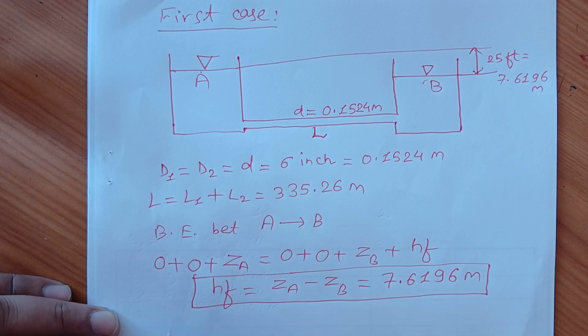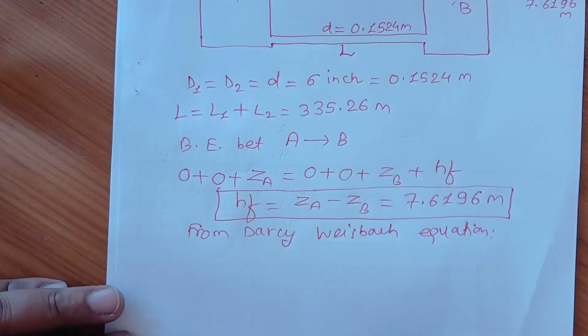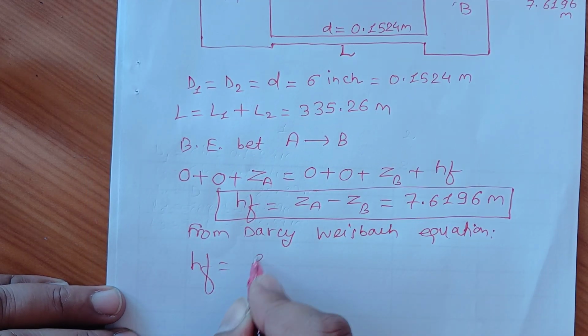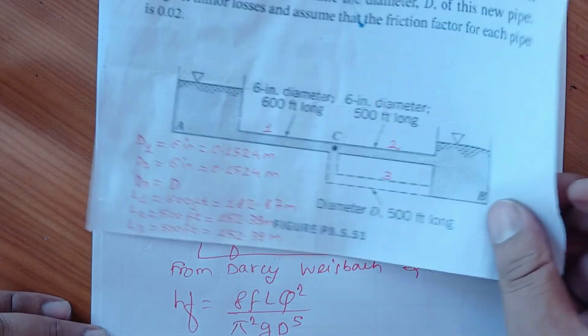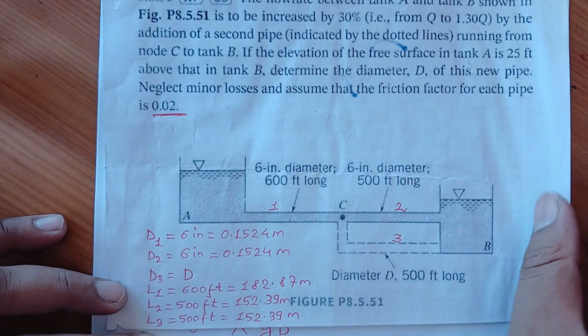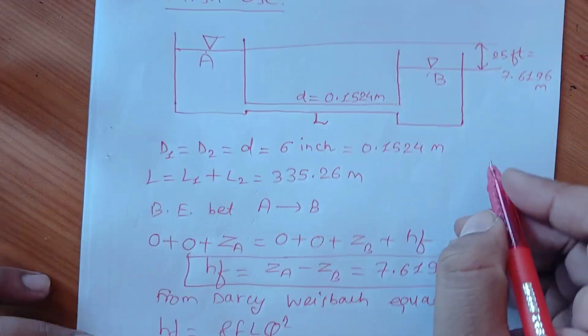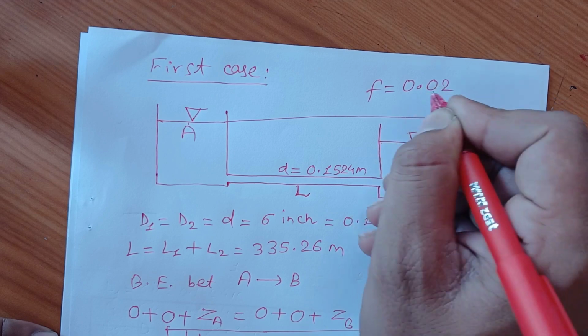Okay, from the Darcy-Weisbach equation, I can write HF is equal to 8 F L Q square by pi square G d to the power 5. Here the friction factor is given. How much is the friction factor? 0.02 for all the pipeline. Okay, it is already given here. So I write here friction factor F is equal to 0.02 for all pipes.